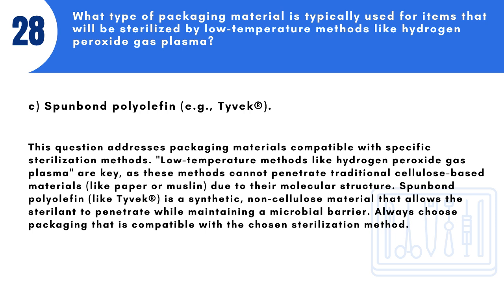Answer: C. Spunbond polyolefin, e.g., Tyvek. This question addresses packaging materials compatible with specific sterilization methods. Low-temperature methods like hydrogen peroxide gas plasma are key, as these methods cannot penetrate traditional cellulose-based materials, like paper or muslin, due to their molecular structure. Spunbond polyolefin, like Tyvek, is a synthetic, non-cellulose material that allows the sterilant to penetrate while maintaining a microbial barrier. Always choose packaging that is compatible with the chosen sterilization method.